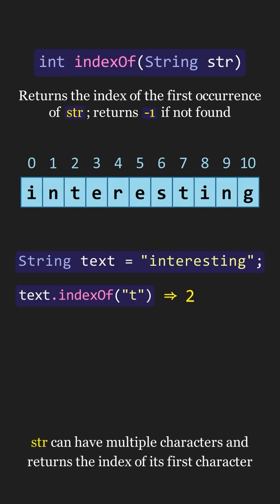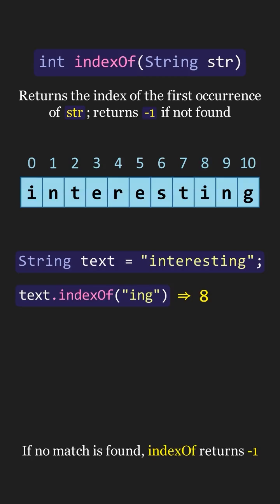Str can have multiple characters and returns the index of its first character. IndexOf "er" returns 3. IndexOf "in" returns 0. IndexOf "ing" returns 8. If no match is found, indexOf returns -1. For example, "z" and "ni".